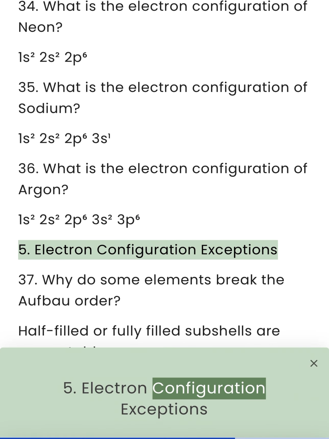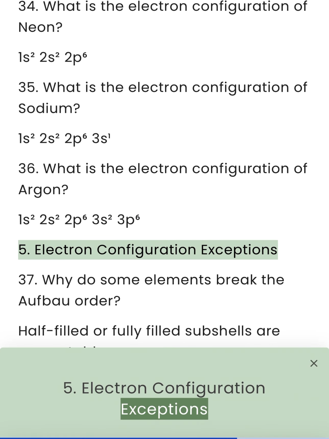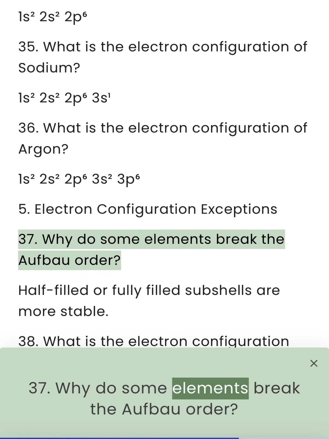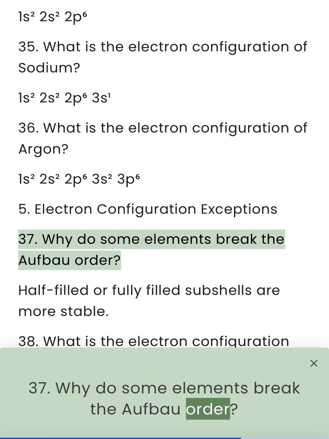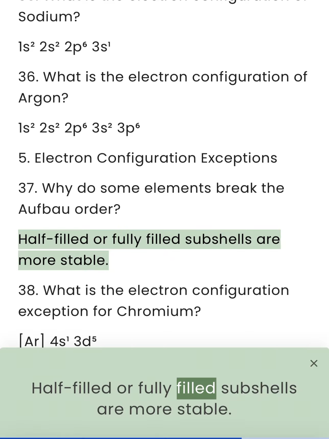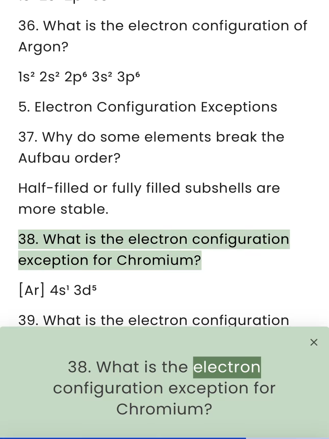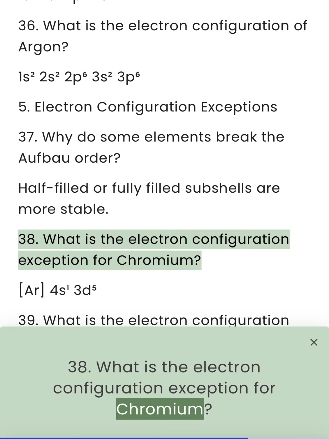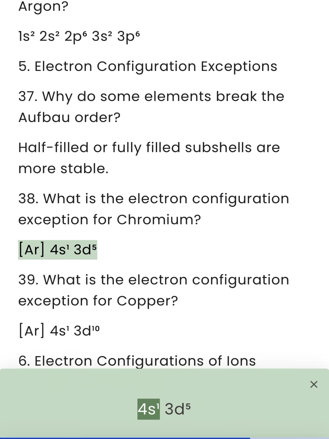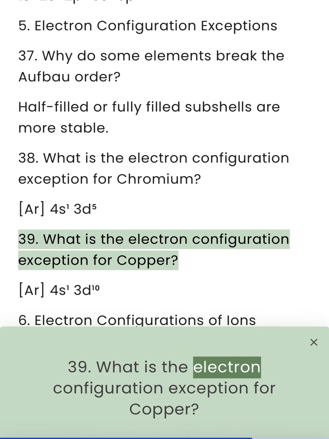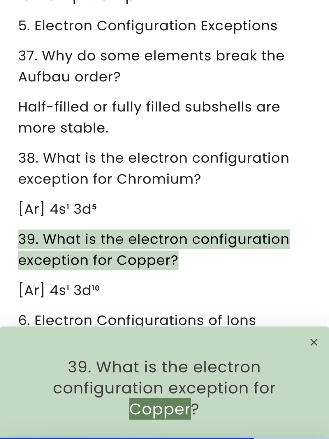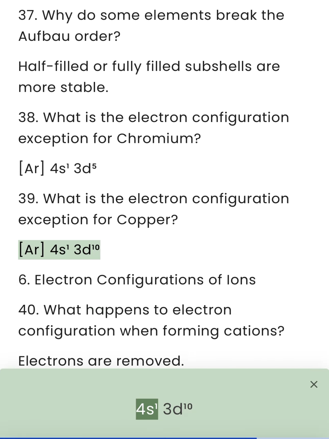5. Electron configuration exceptions. 37. Why do some elements break the Aufbau order? Half-filled or fully filled subshells are more stable. 38. What is the electron configuration exception for chromium? 4s^1 3d^5. 39. What is the electron configuration exception for copper? 4s^1 3d^10.